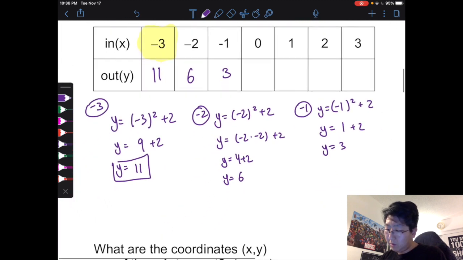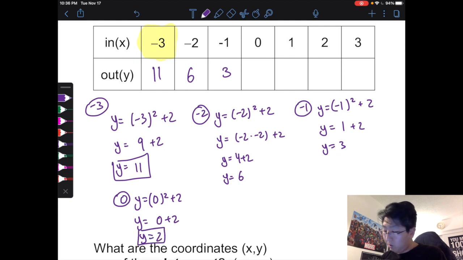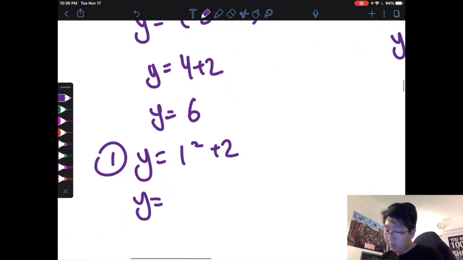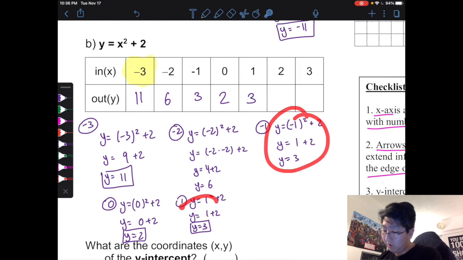Let's go ahead and do 0. Y equals 0 squared plus 2. Y equals 0 plus 2, because 0 times 0 is 0. Y equals 2. Now 1. Y equals 1 squared plus 2. 1 squared is 1 times 1, which is 1 plus 2. Y equals 3. And you're going to see that this and this are the same.